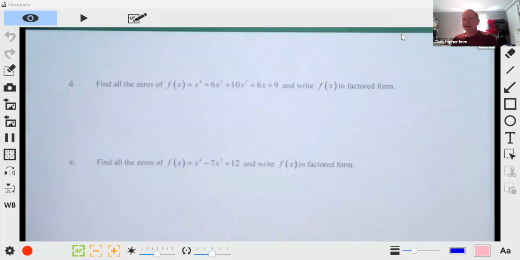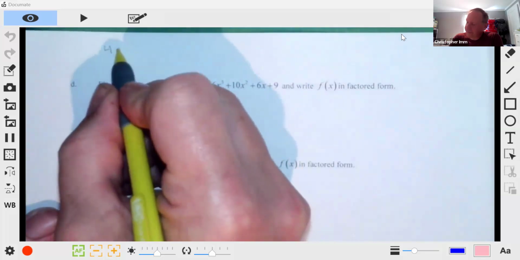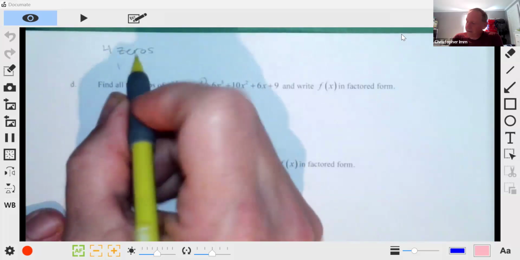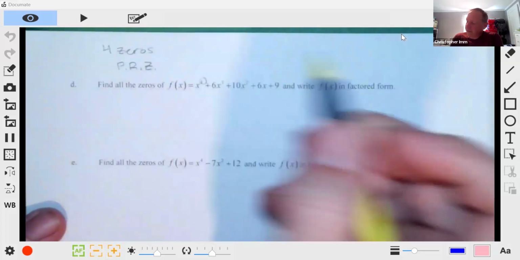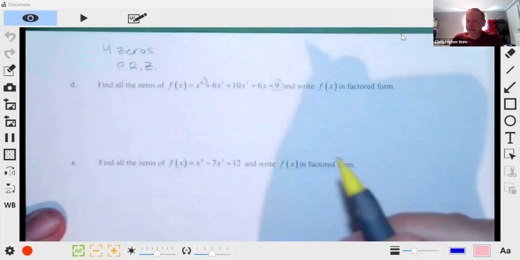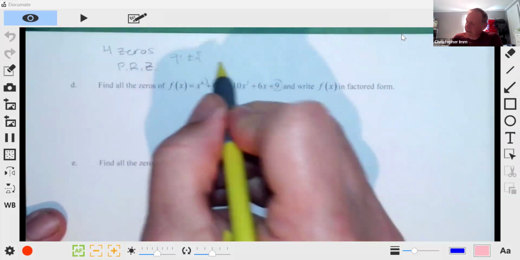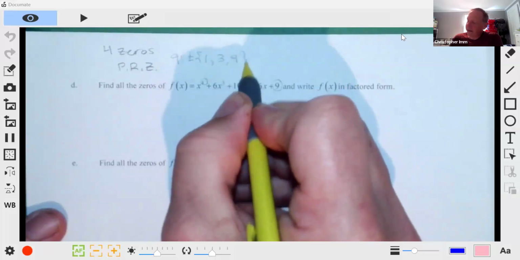All right, I'm back. Let's look at these last two here. And notice these are higher degrees. So these are fourth degree. So here, I know I'm going to have 4 zeros in all. If I use that rational zero theorem, the possible rational zeros would be all the factors of 9. So I'd have plus or minus 1, 3, and 9 only.